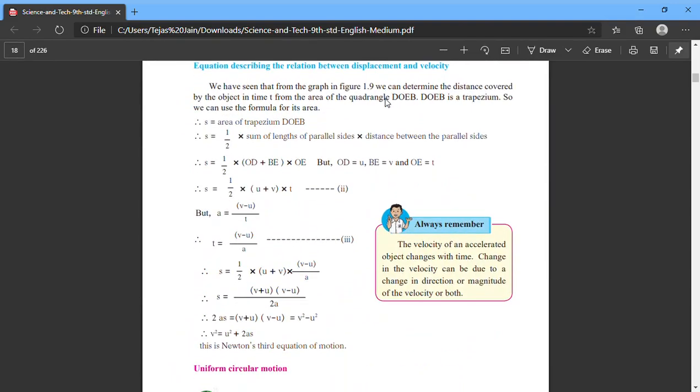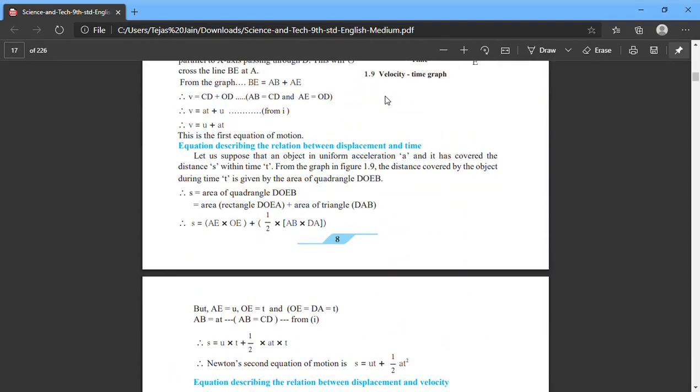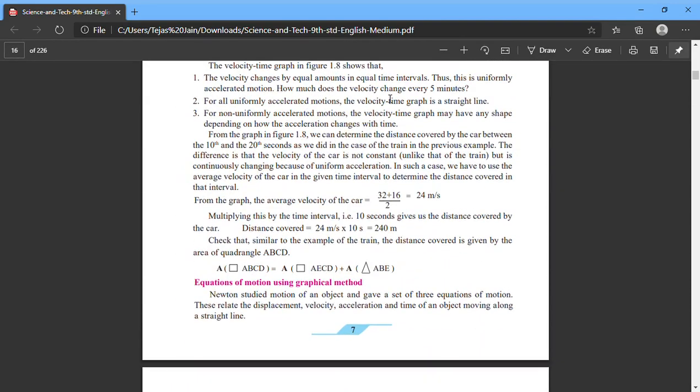Right? Now let us see the equations of motion using the graphical method. This is a very important topic. In the last syllabus, this equation of motion was in algebraic form. Now it is given by the graphical method.